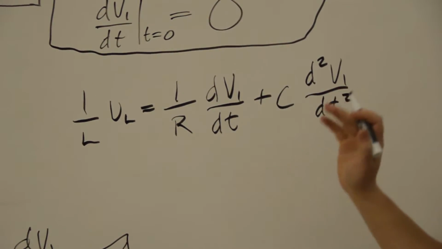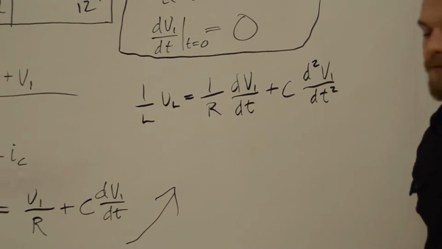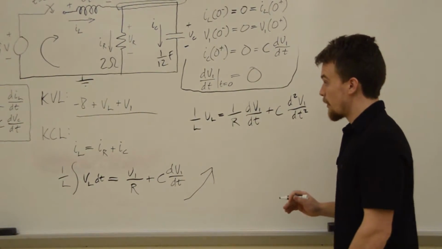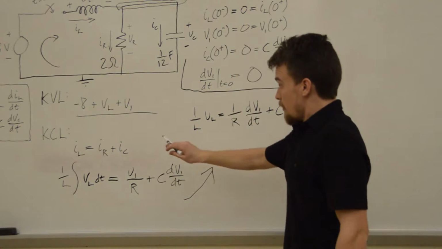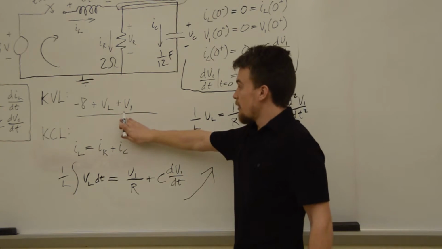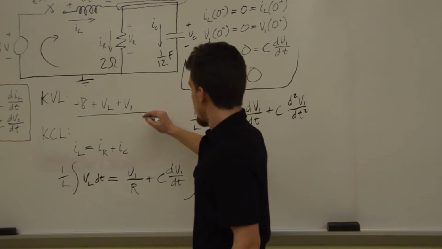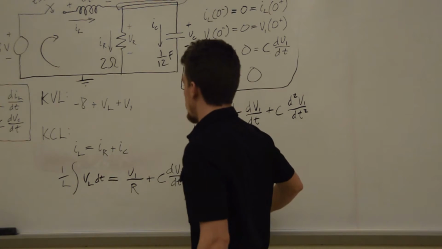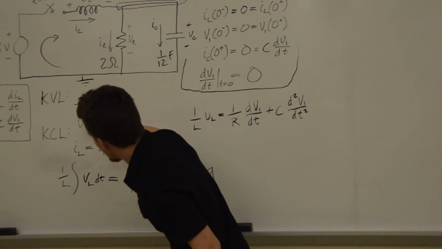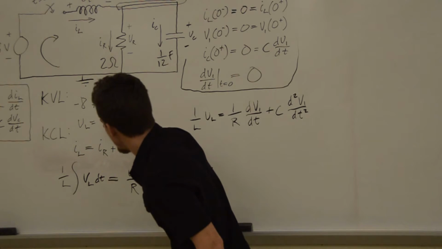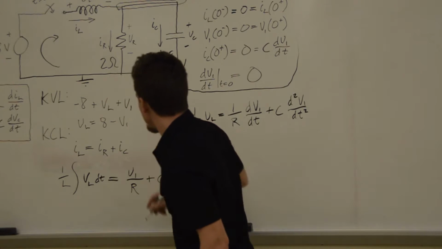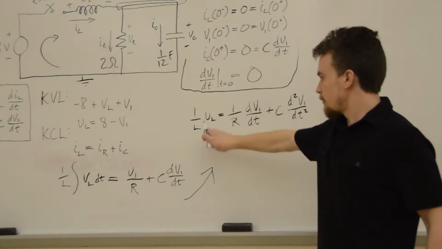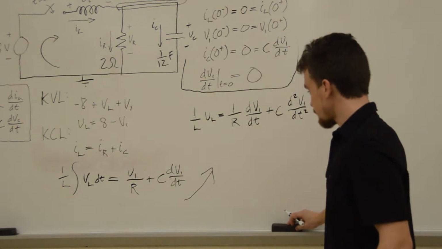So that's still a valid equation. All we did was take the derivative of both sides of our first equation. And we still have two variables. But from this little equation we wrote here using KVL, this can solve to VL is equal to 8 minus V1. Right? That's just a rearranging of that equation. So where we have VL here, we can just substitute 8 minus V1 into there.